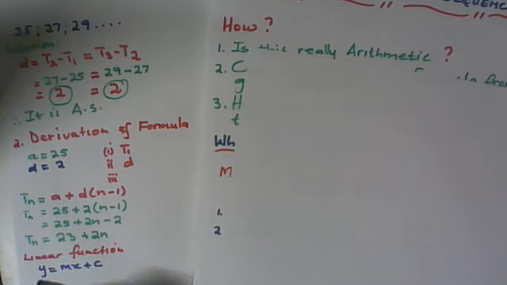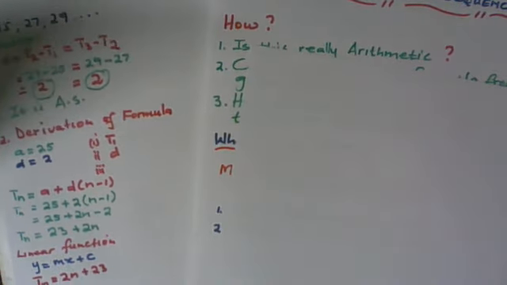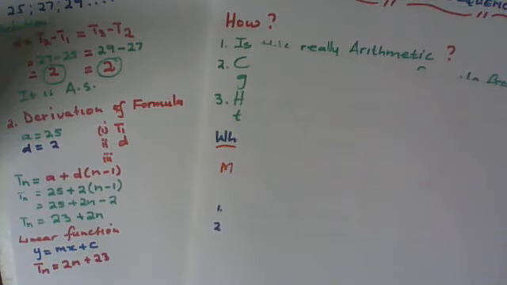On this side, we have Tn equals, we have the constant 23, and then we have 2n. Now look at that, guys. We have 2n. Meaning, in this case, the constant difference is equal to your m.